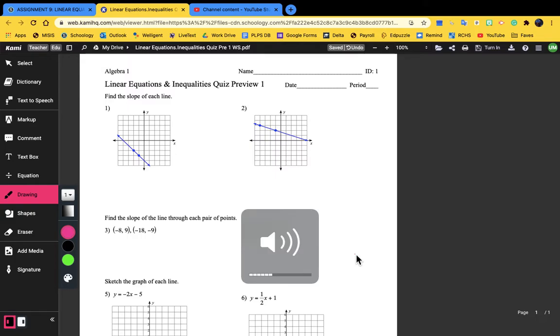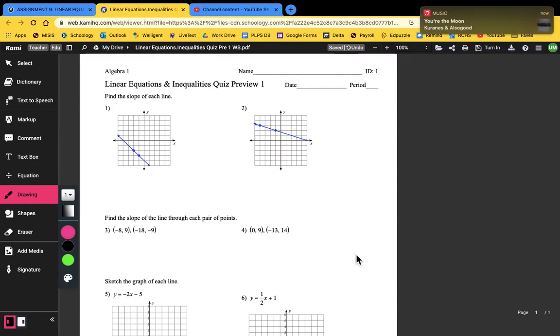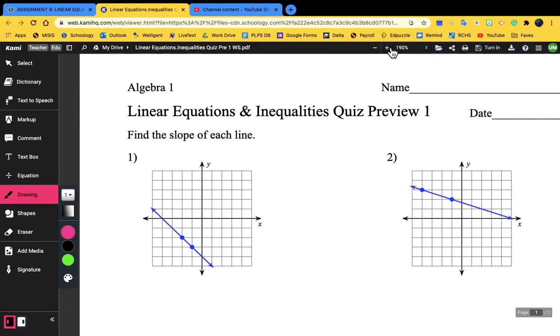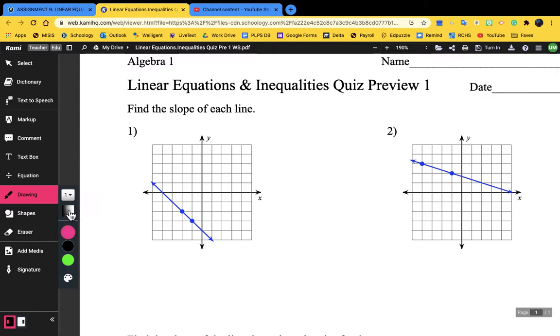Here we are. This is the linear equation and inequalities quiz preview number 1, right? Number 1 because there's a number 2 coming, right? So let's go over this number 1 part first, right? So we're going to use our Cami here to do our work here, right?